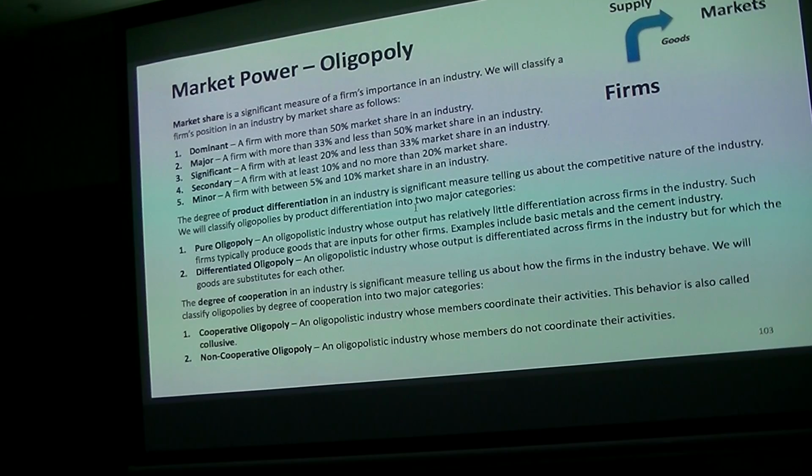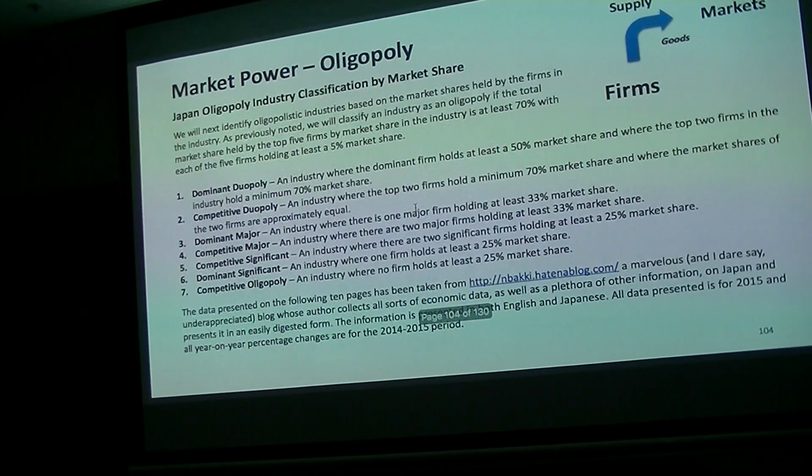So that's called collusive behavior. A non-cooperative oligopoly is an oligopolistic industry whose members don't coordinate their activities. They monitor their activities, they respond, they act either as leaders or followers, or perhaps a bit of both, but they don't coordinate. They watch the other firms and act accordingly. So what I'm going to do now is classify the Japan oligopoly industry by market share.